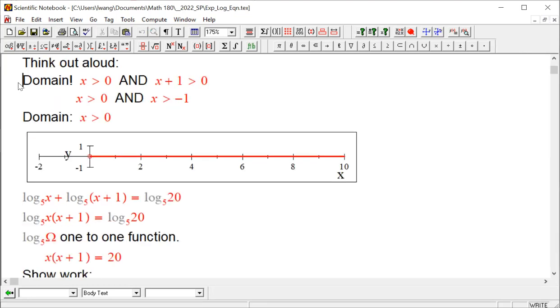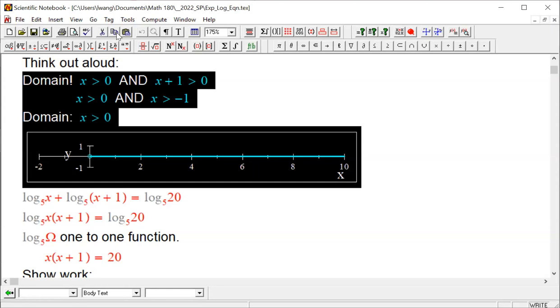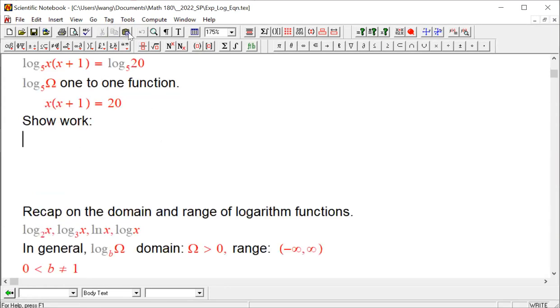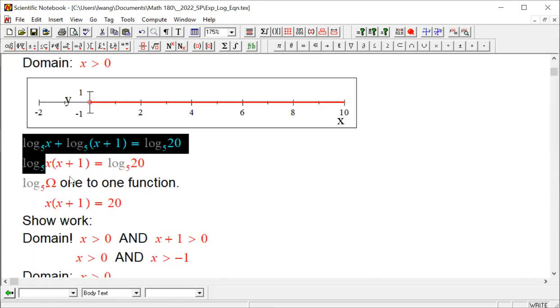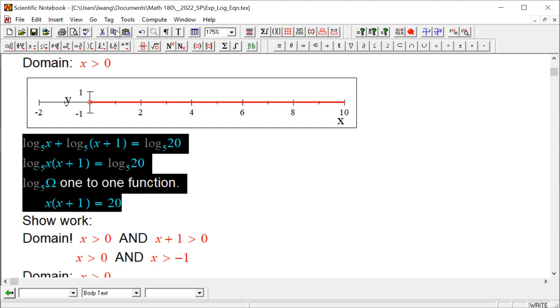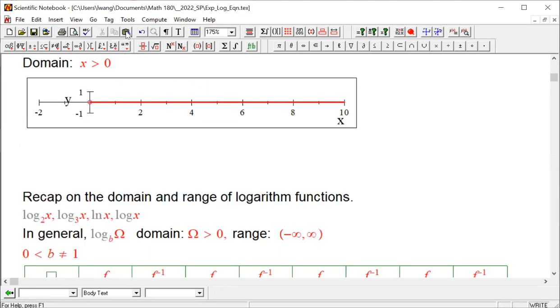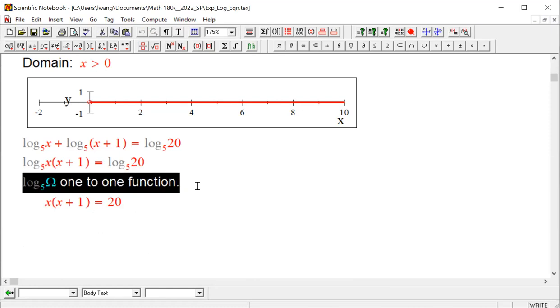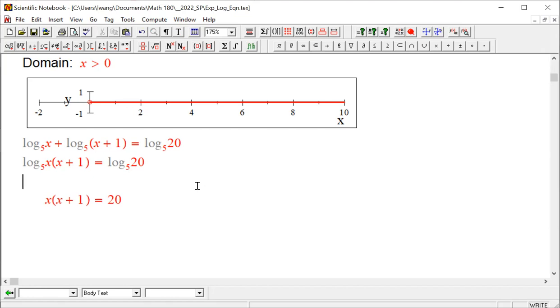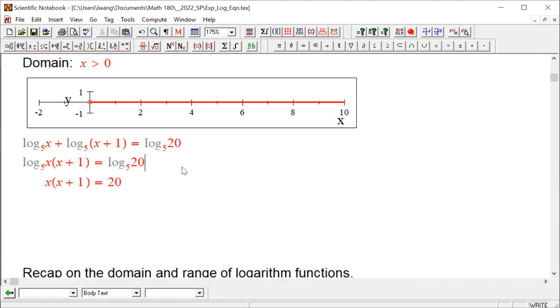Show work. We start with determining the domain. So we're going to have this part, and then we're going to work out these pieces. Everything is done in the domain. You can quote this reason, and you probably like to quote the reason on the side.